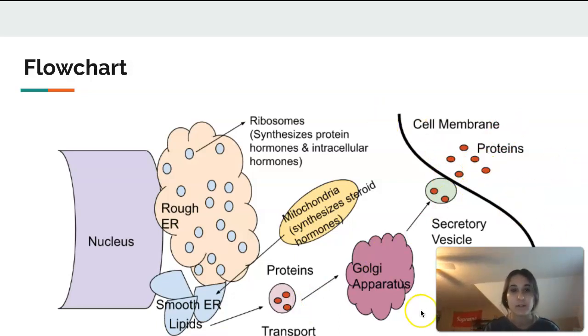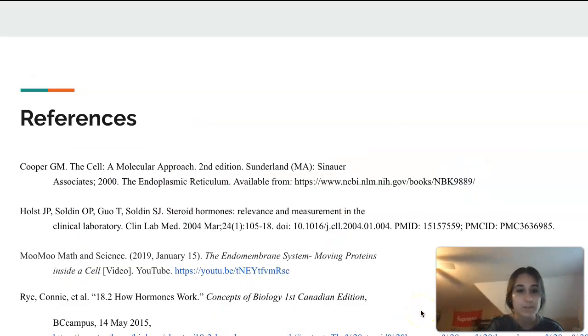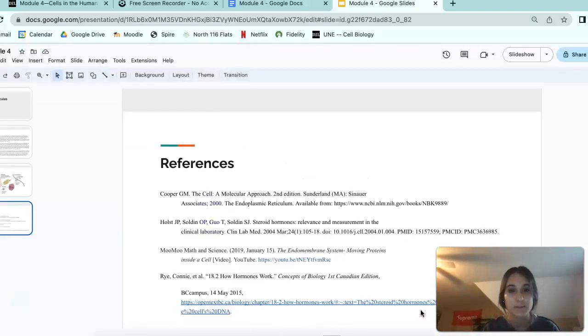And then the different organelles. These are the references I used to be able to find information on that, and that's it.